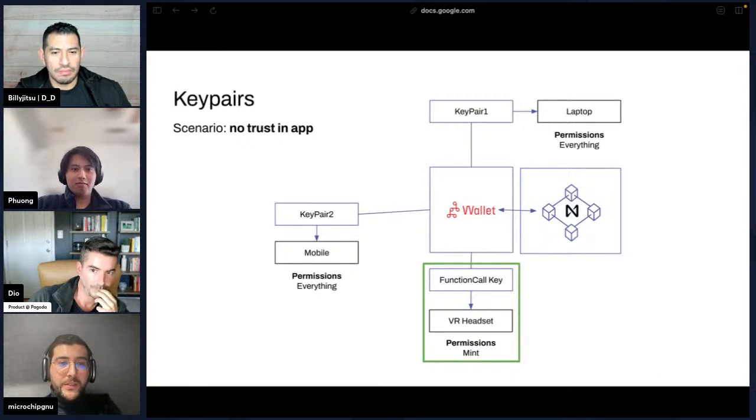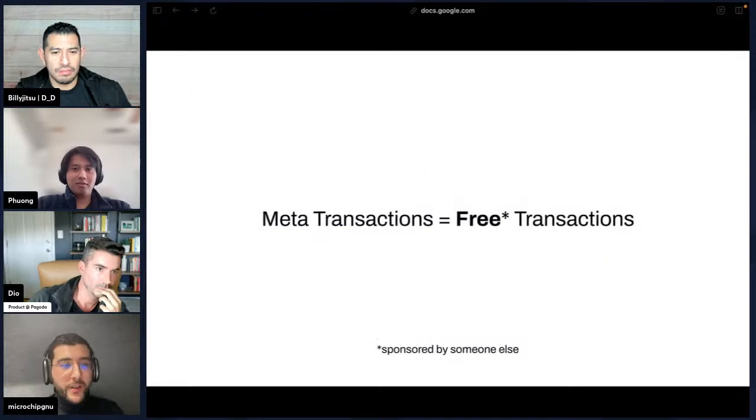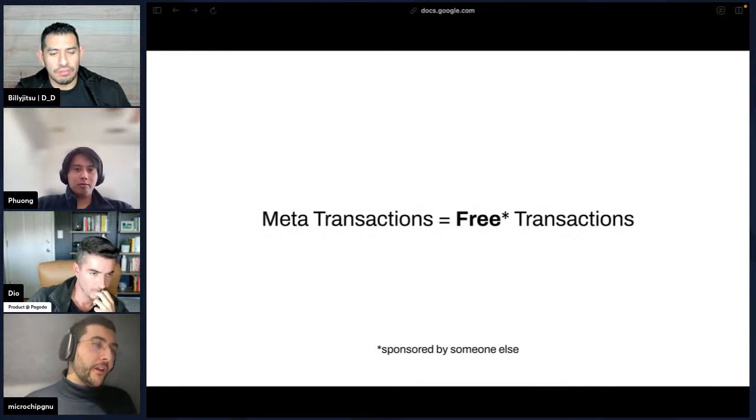And yeah, so this leads us to meta transactions. And I think, again, Dio did a good job at covering this, but to me, meta transactions, simply put, are just free transactions. So account abstraction doesn't eliminate the need to pay for gas fees, but it abstracts away the details of how and when users choose to pay for gas. So for example, account abstraction enables sponsored transactions, and it's not really free, it's sponsored by someone else.